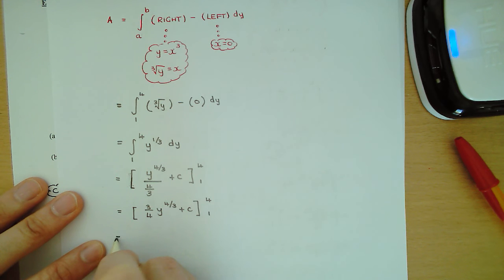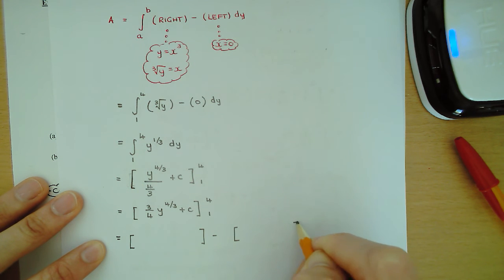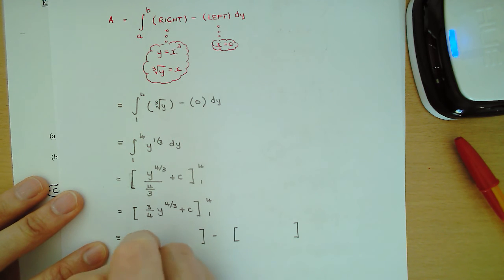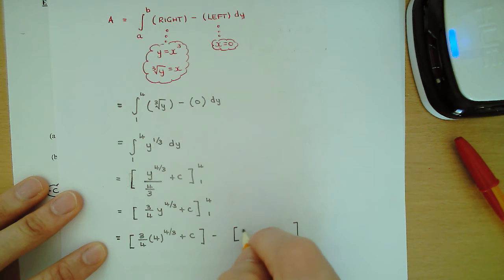So break up the square brackets into 2 separate square brackets with a minus between them. We're going to chuck the top limit into the integrated expression in the first square brackets, and then we're going to chuck the bottom limit into the integrated expression in the second square bracket.